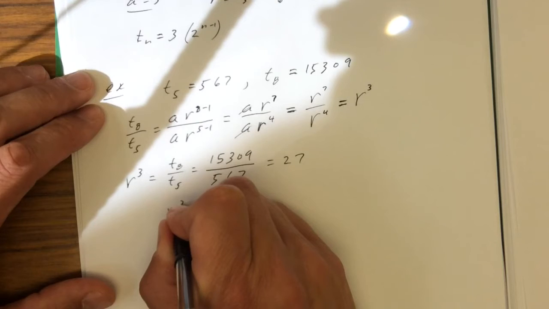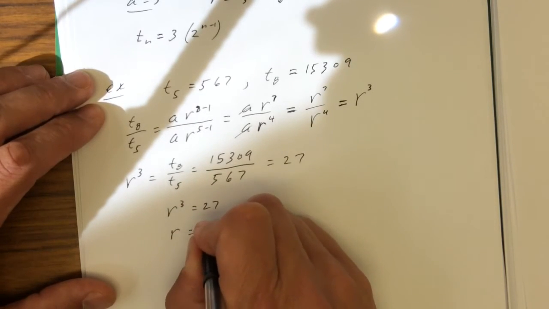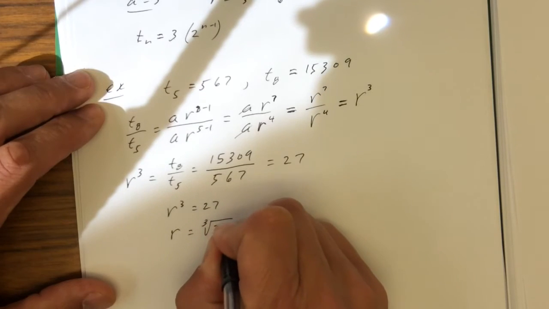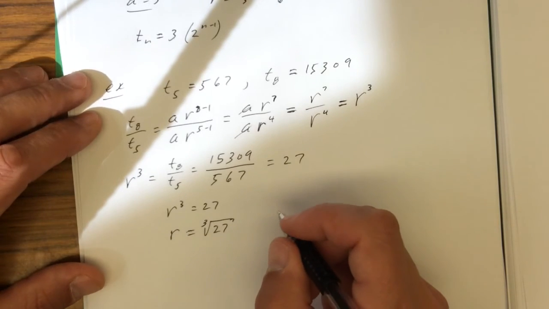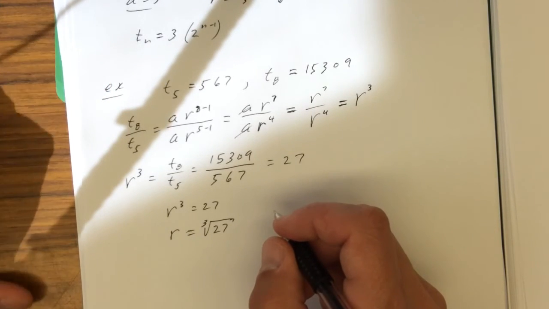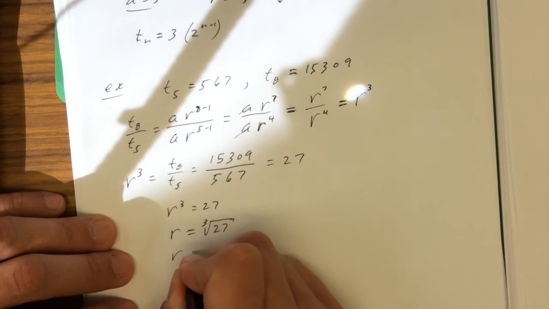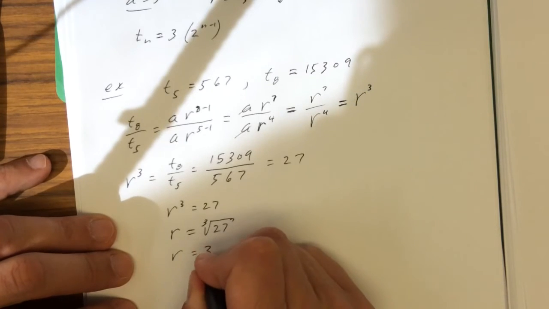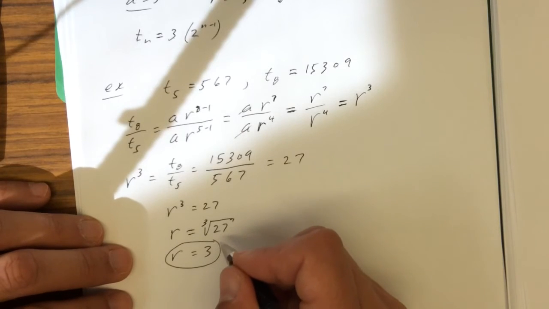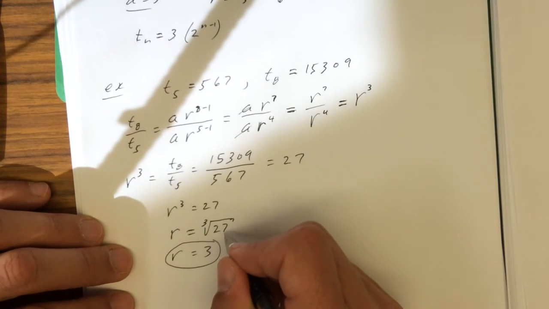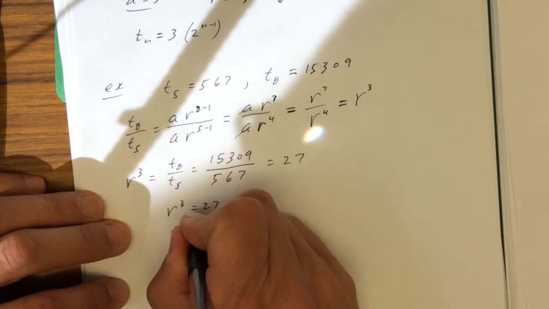So if R cubed equals 27, then R must equal the cube root of 27. So instead of square root, it's cube root. You use the button on your calculator to figure out the cube root, and you get R equal to 3. So for this one, R equals 3. You can do that in your head: 3 times 3 is 9, times 3 is 27, but sometimes it's not so easy, so you should figure out how to use your calculator for that.